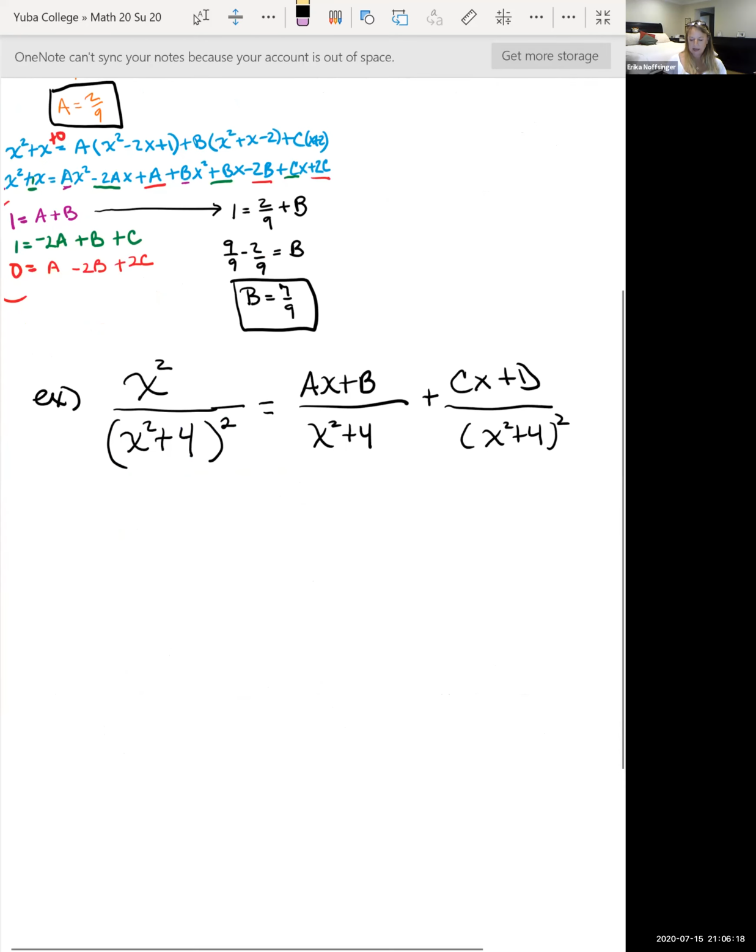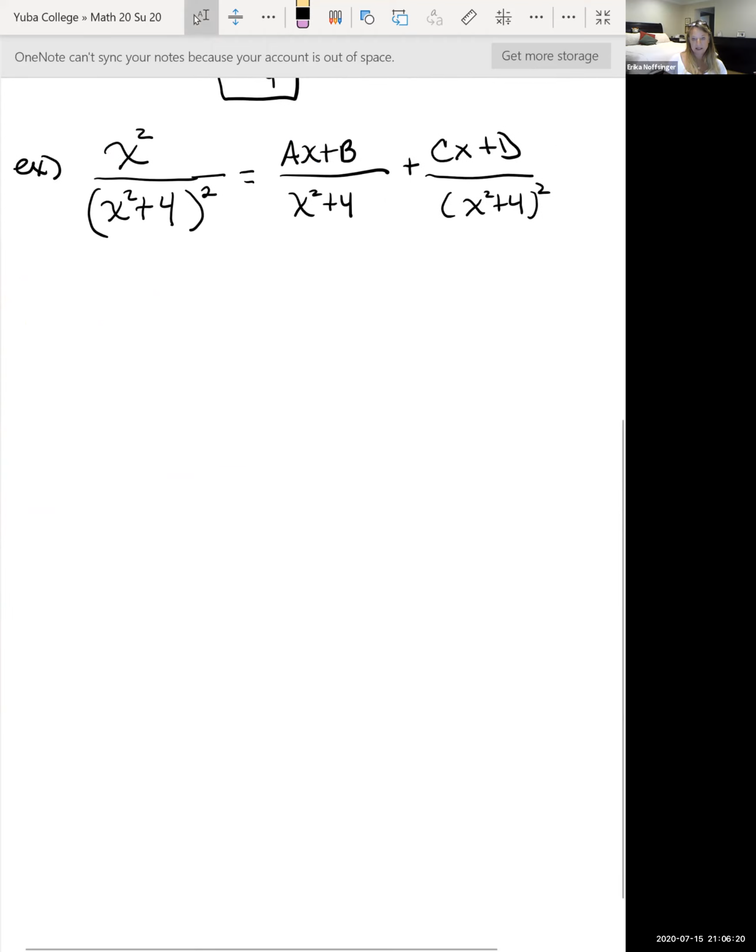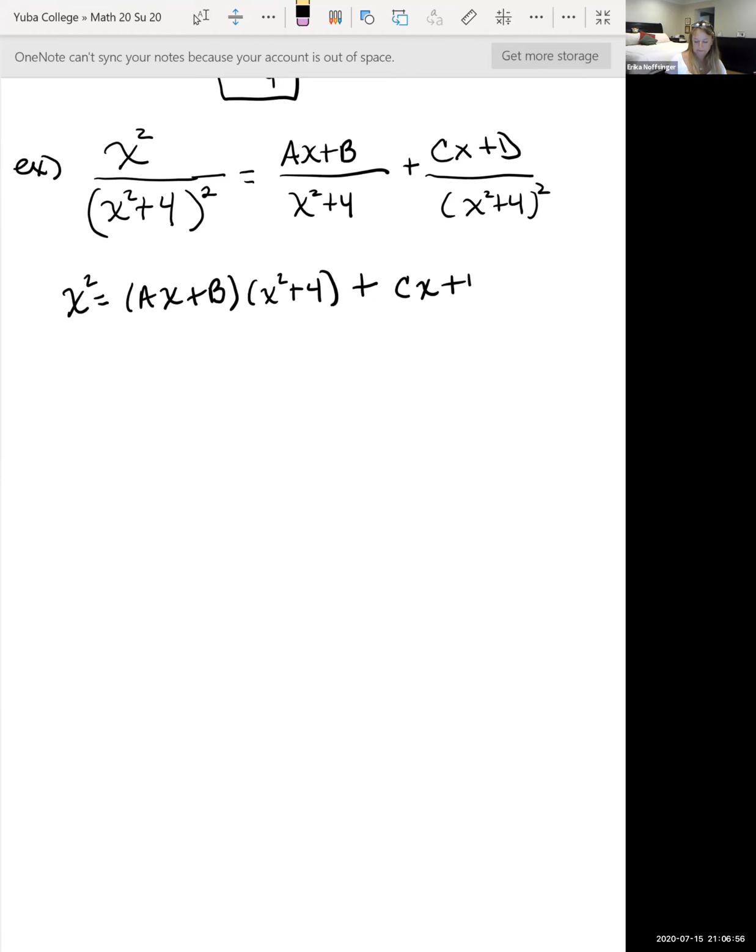So we're going to now multiply through by your LCD. Your LCD is x squared plus 4 quantity squared. So we're left with just x squared on the left equals, we'll have this Ax plus B, we need parentheses around that whole thing. When we multiply by the LCD, we're left with one factor of x squared plus 4 multiplied by our numerator. Plus, we multiply the second fraction on the right by our LCD, everything cancels in the denominator, and you're just left with the numerator Cx plus D.